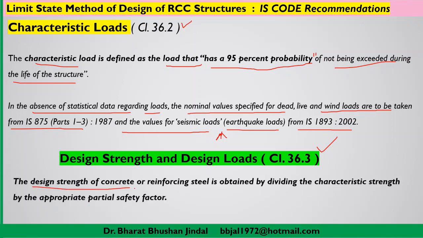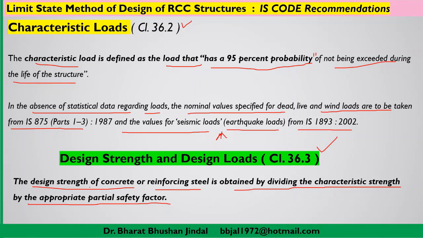The design strength of concrete or reinforcing steel, that means design strength of the material, is obtained by dividing the characteristic strength, which we have already discussed, by the appropriate partial safety factor. Earlier in the introduction part of the limit state method, you may remember that we discussed that instead of a working stress method where we were using factor of safety, in limit state method we are using partial safety factor. And this partial safety factor depends on various factors which later on we will discuss.